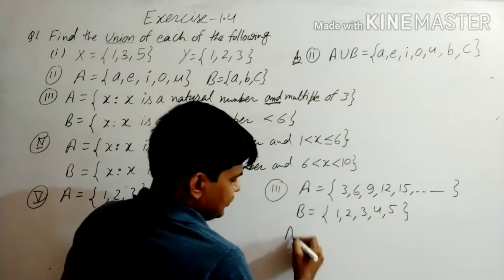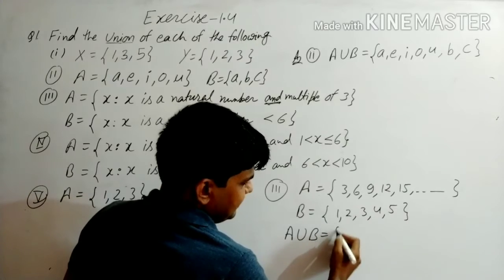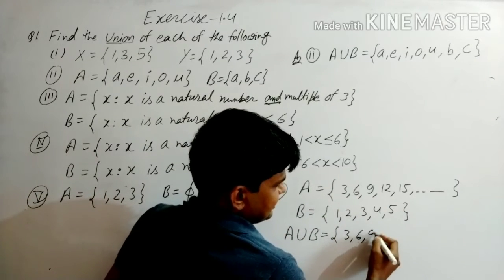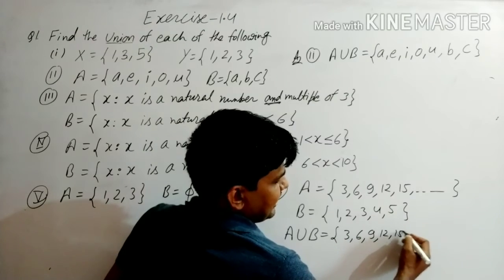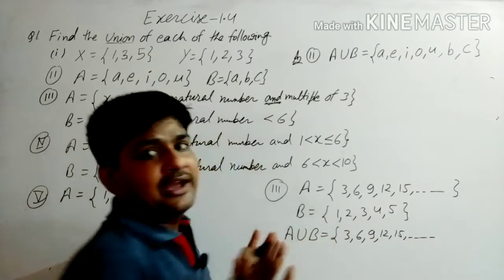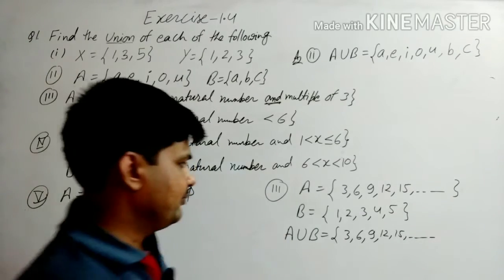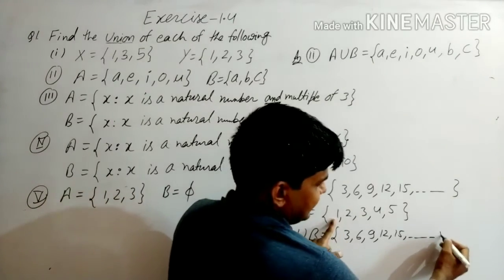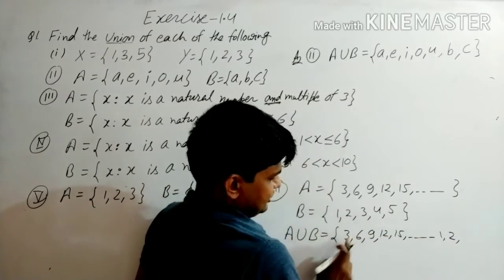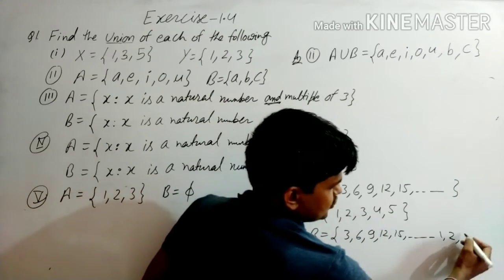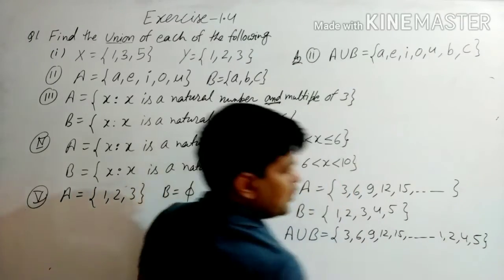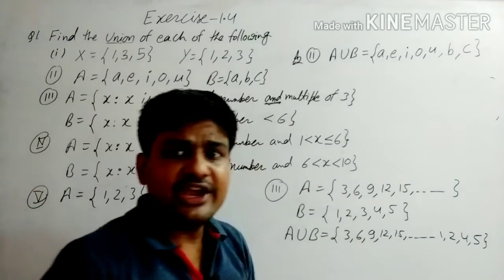Now we have to write the union of these sets. So A union B: first of all write 3, 6, 9, 12, 15 like this. Now write the elements of set B which are not in A. So take 1, write here 1. Then 2 is not here, so write 2. Then 3 we have already written. Then 4, write here 4. Then 5 is also not here, so write 5. Now arrange these elements in order.